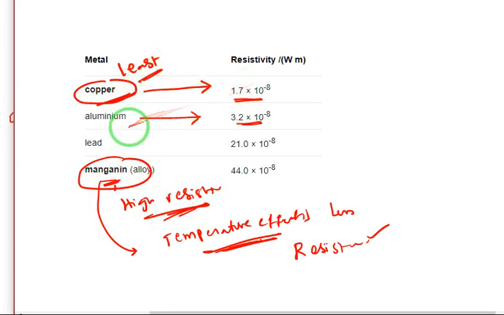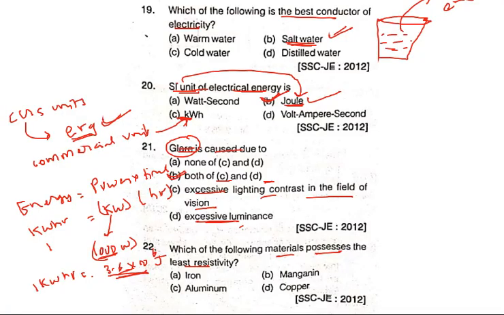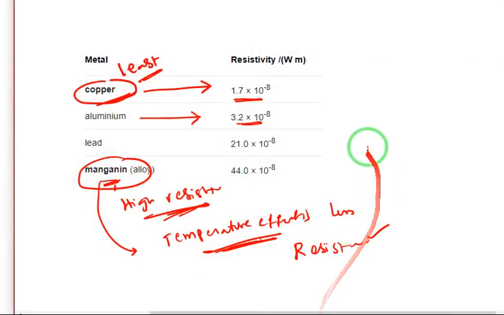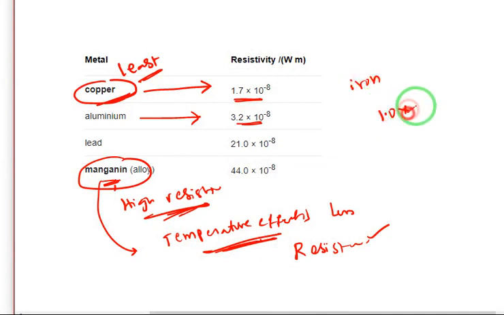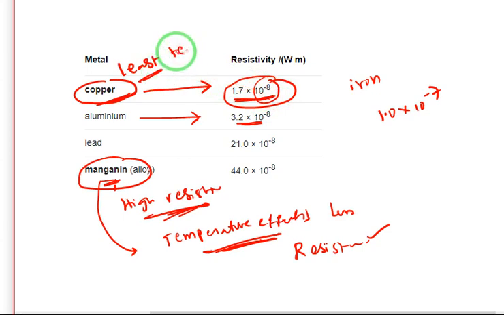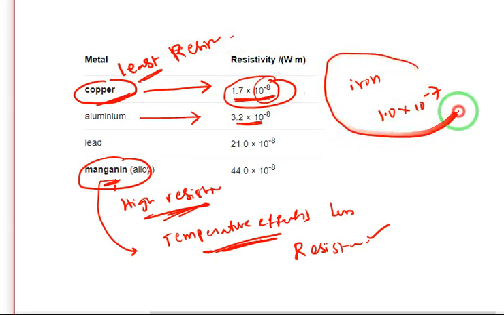And one more thing here, as per the given options, iron is also given, no? For iron, resistivity is 1.0 into 10 power minus 7. Least is this one, 10 power minus 8. 10 power minus 7 is a little bigger, so copper is the least resistivity material. Hope you understood.